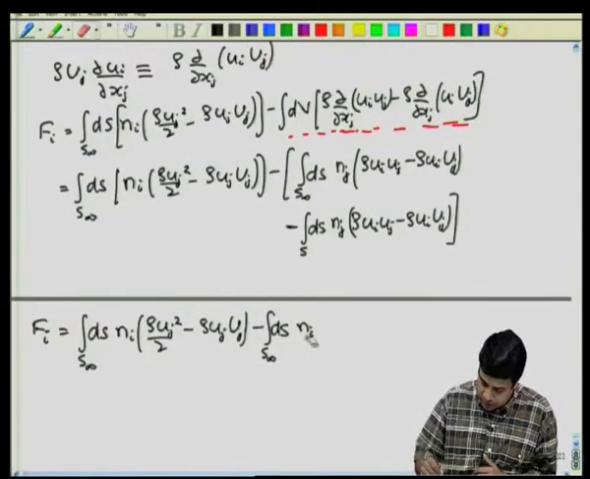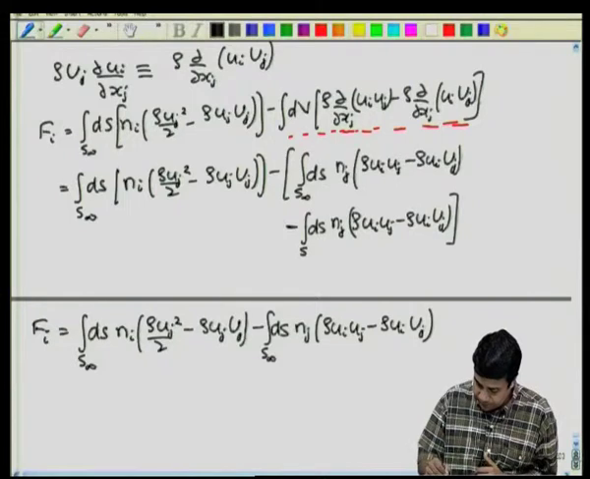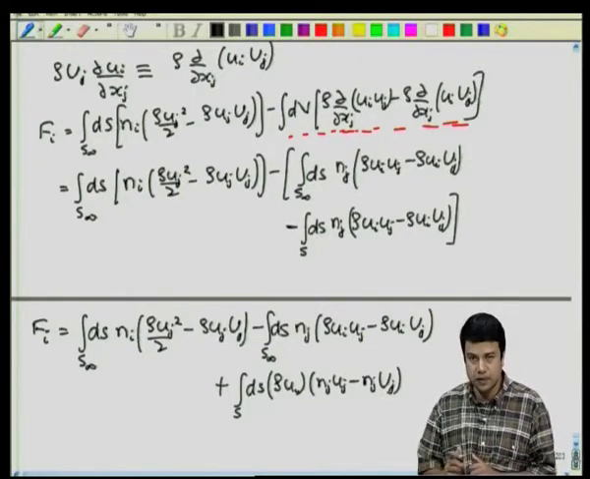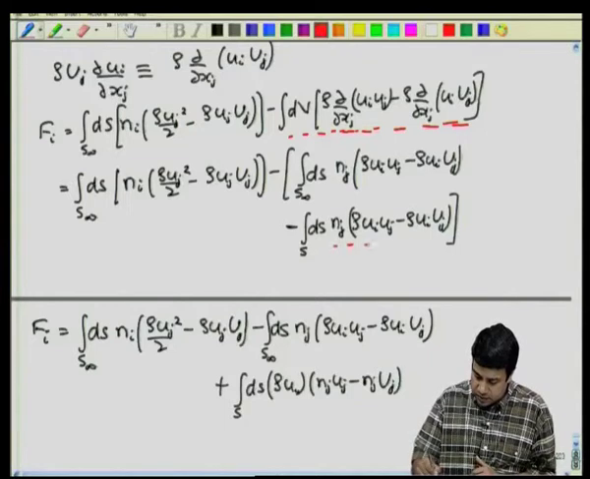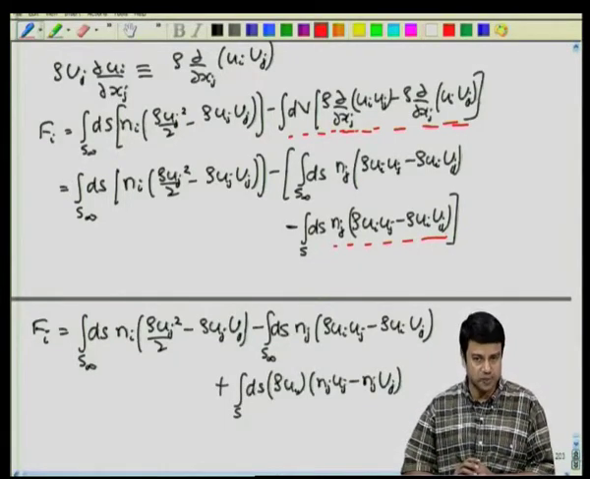So, this should be nj rho ui uj minus rho ui uj, okay, plus the integral over the surface dS of rho ui into nj uj minus nj times capital Uj. Just putting these two terms together, this becomes rho ui times nj small uj minus nj times capital Uj.